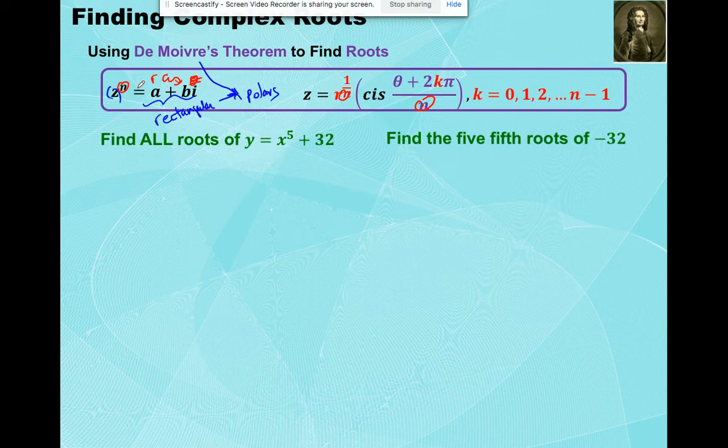I wrote both of these because they're the same question. Find all roots of y equals x to the 5th plus 32. Roots means make this 0. Again, I know negative 2 to the 5th is negative 32, because that means negative 32 is equal to x to the 5th. I know one real 0 is negative 2, but I don't know any of the other ones. Or finding the 5 fifth roots of negative 32. It's the same question.